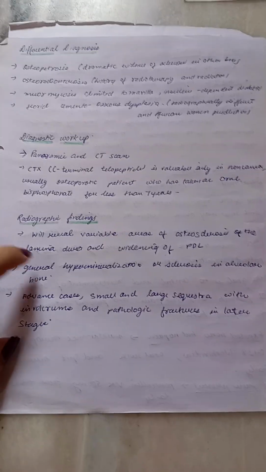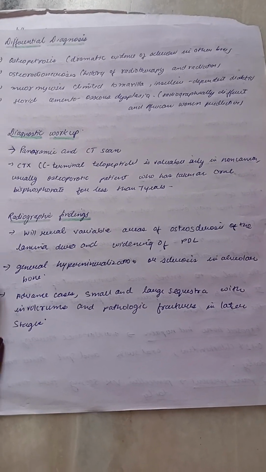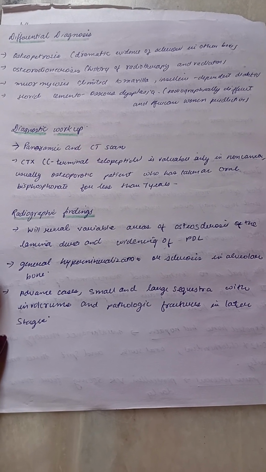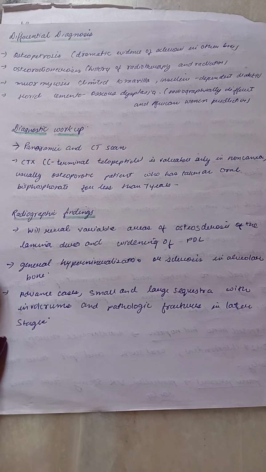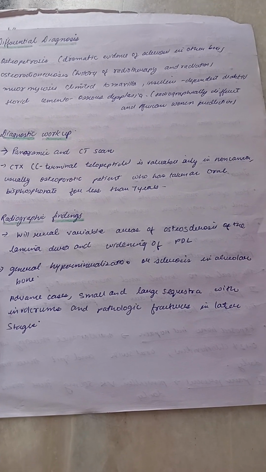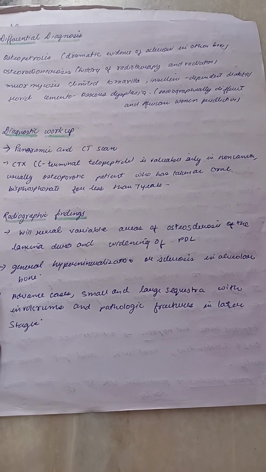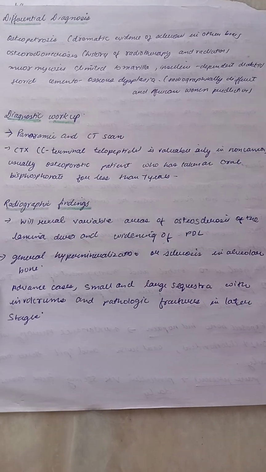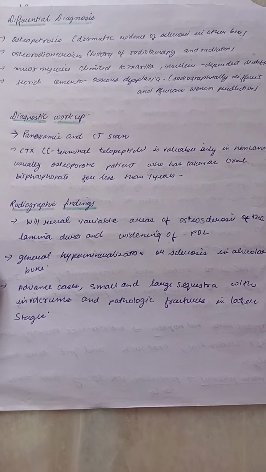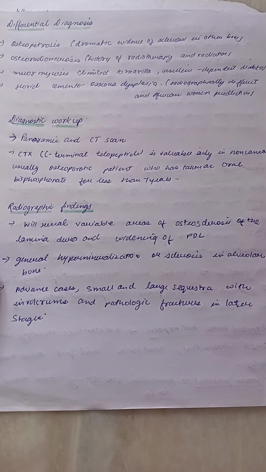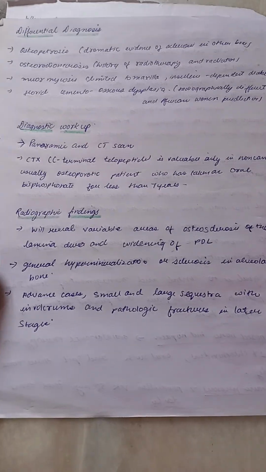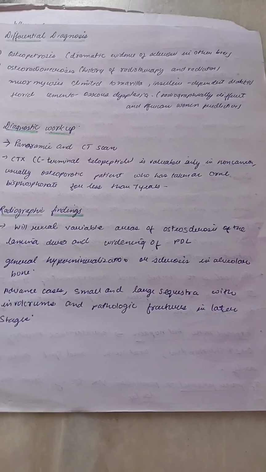Okay. Coming to radiographic findings, it will reveal variable areas of osteosclerosis of lamina dura and widening of PDL. General hypermineralization or sclerosis in the alveolar bone. And advanced cases will show small and large sequestra with involucrums and pathologic fractures in later stages. So these are the radiographic findings.